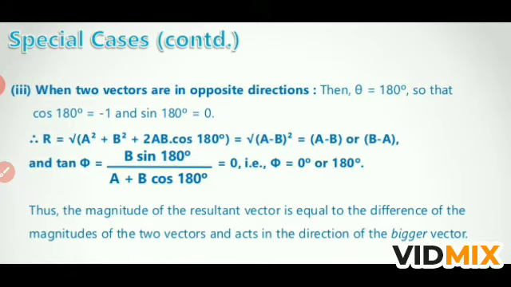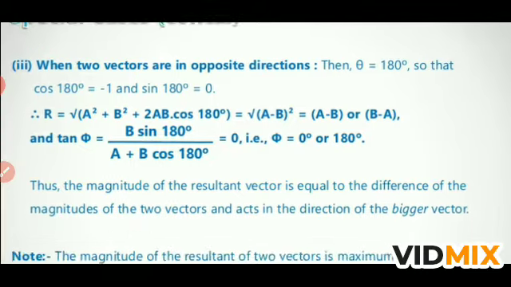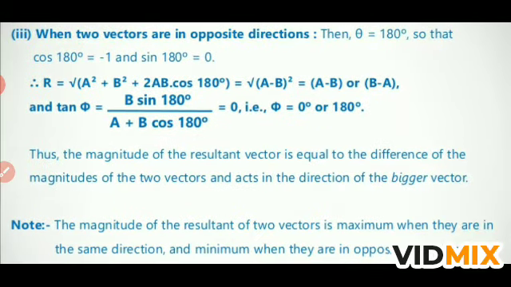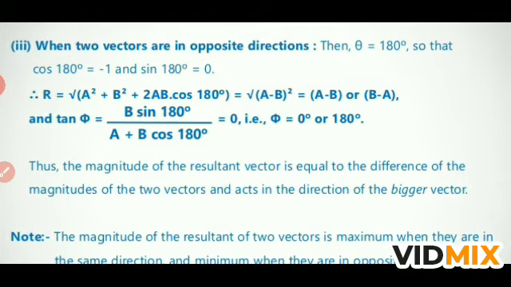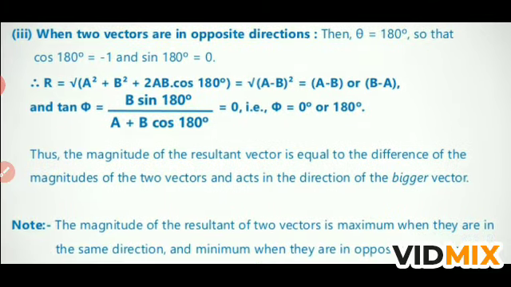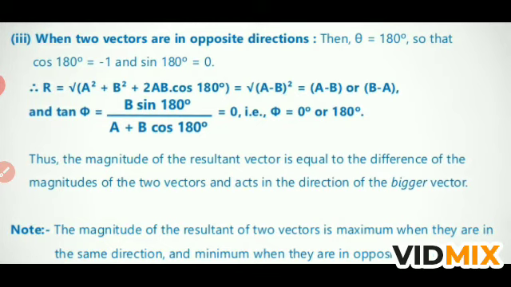And what is the direction? The direction of the resultant is tan phi equals B sin 180 upon A plus B cos 180. Putting all the values, we find tan phi is equal to 0, so phi is 0 or 180. So this is the resultant and the direction when the two vectors are at 180 degrees. We can say the magnitude of the resultant vector is equal to the difference of the magnitudes of both vectors, and it acts in the direction of the bigger vector.